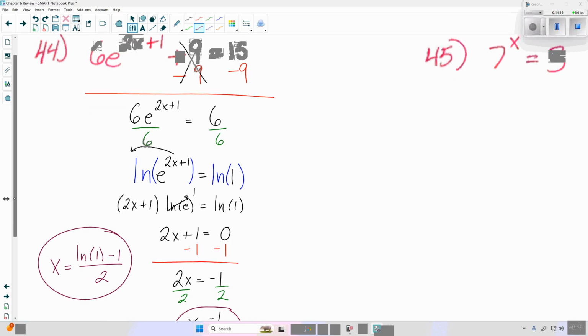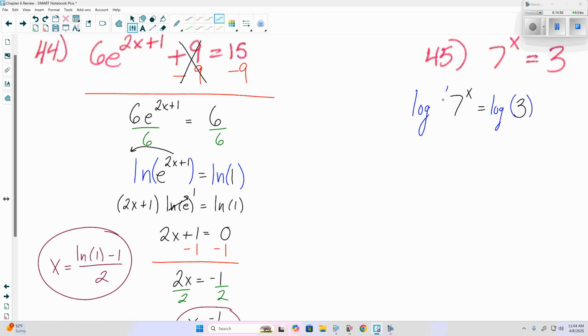Problem 45: 7 to the x equals 3. Again, there is no way to rewrite 3 as 7 to a power or 7 as 3 to a power. They're both prime, so we can't do it. But we do need to get one term on either side. Do we have one term on either side? The base to the exponent is by itself, and 3 is by itself. So we can move to step 2 to get the variable out of the exponent.